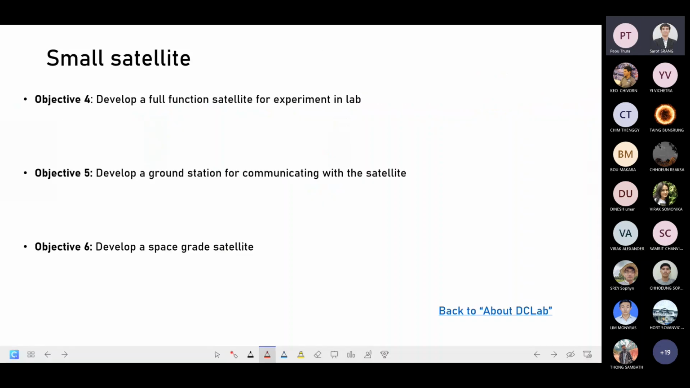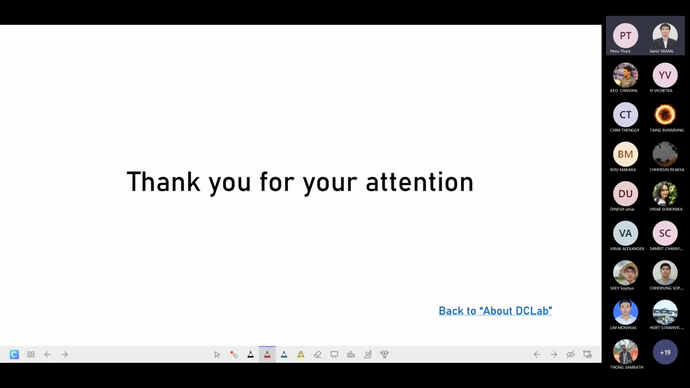Yeah, so there are more tasks to do, 4, 5, 6, and even more. Maybe objective 7 is to launch the first satellite. Okay, that's all.